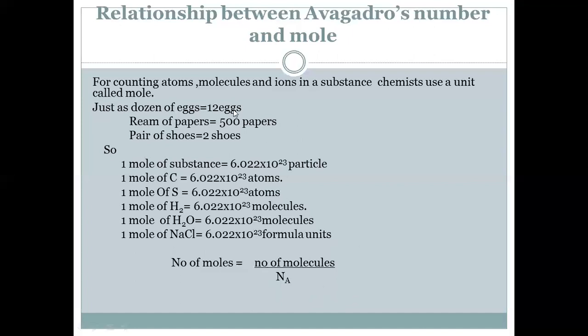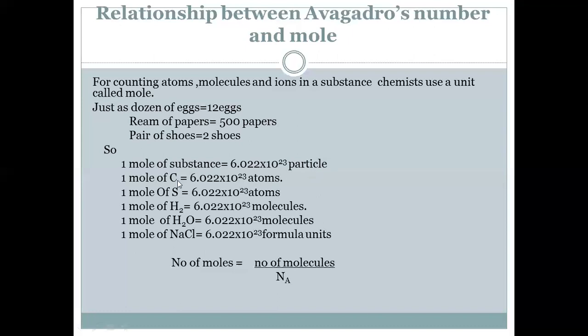For counting atoms, molecules, and ions in a substance, chemists use a unit called the mole. I told you it is a measuring unit. Just as a dozen eggs means 12 eggs, and a ream of paper means 500 papers are present in one ream, and a pair of shoes contains two shoes, the same way 1 mole of a substance contains Avogadro's number of particles.